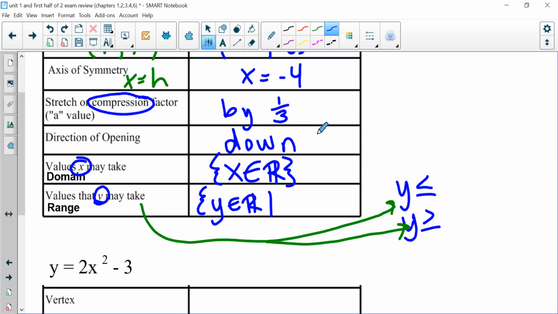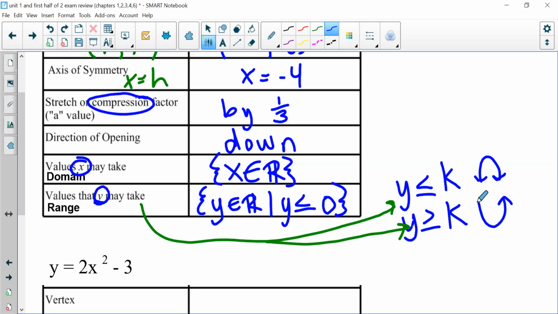This parabola is opening down. Yep, Ian, go ahead. Less than and equal to 0, I'm pretty sure. Where'd you get the 0 from? Well, that's the Y value of your vertex. So if the parabola is opening down, thank you, Ian. If it's opening down, it's going to be less than and equal to K. If it's opening up, it's going to be greater than.